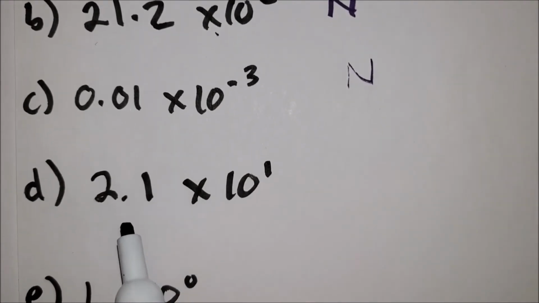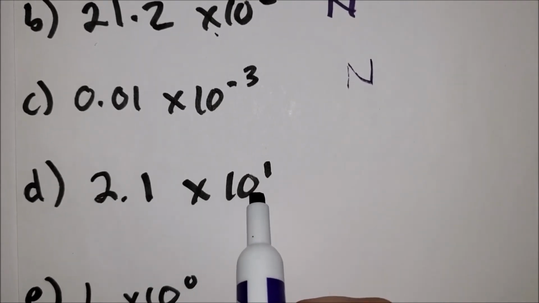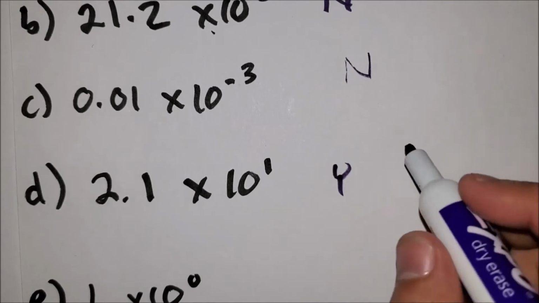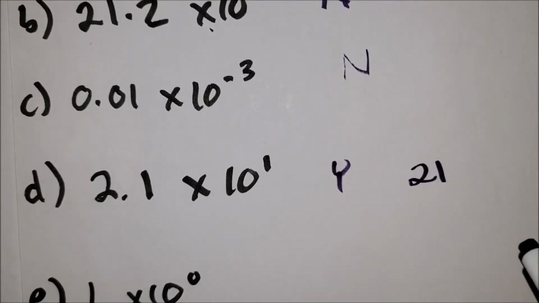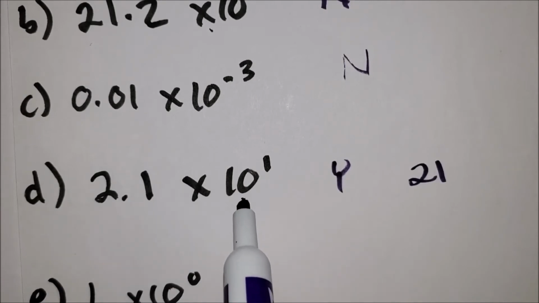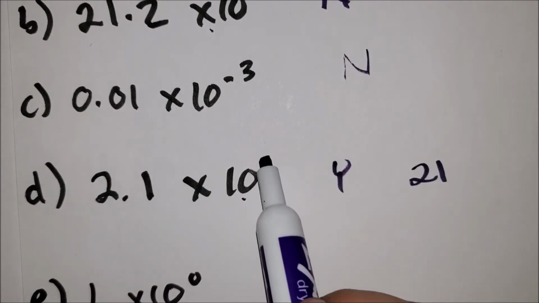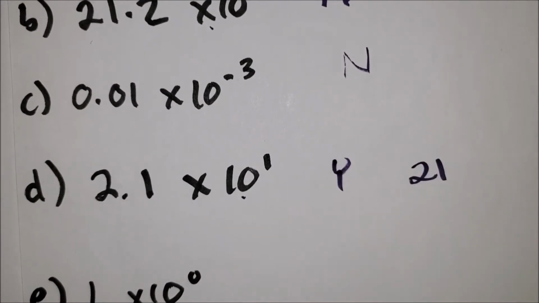So let's look at this one. We have 2.1 times 10 to the first. This one is in scientific notation. In standard form, this would be just the number 21. But since it's in scientific notation, we would write it this way. Notice that this number is between 1 and 10, and this is an integer exponent.